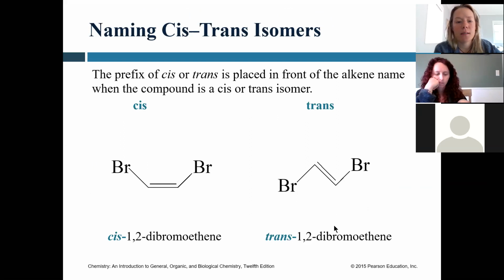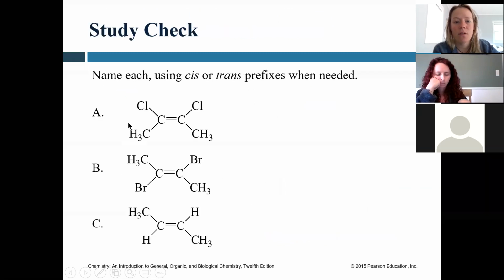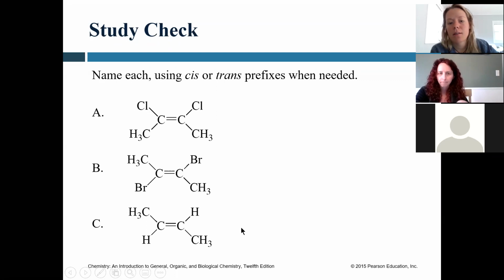So let's see, when looking at this, the prefix for this one we would say is cis. The prefix for this one would be trans. It did it for us. All right, so I want you to look at these. You're going to need to name it. So find the longest carbon chain, add the accessories, and then classify it as either cis or trans when needed. All of these will need a cis or a trans.